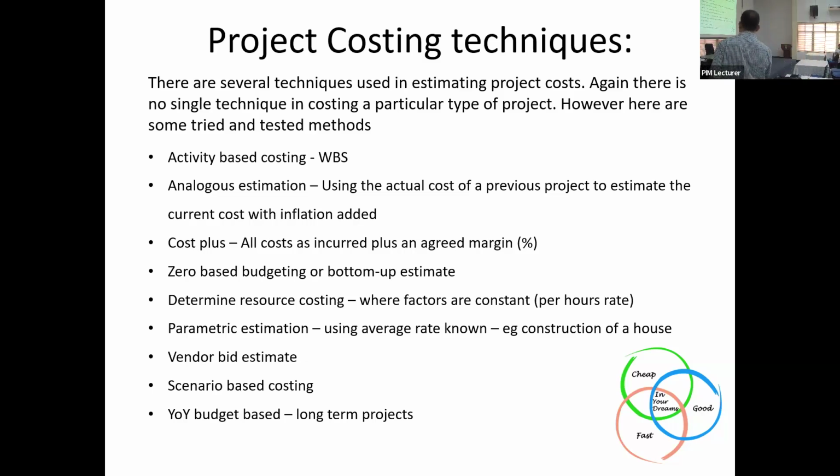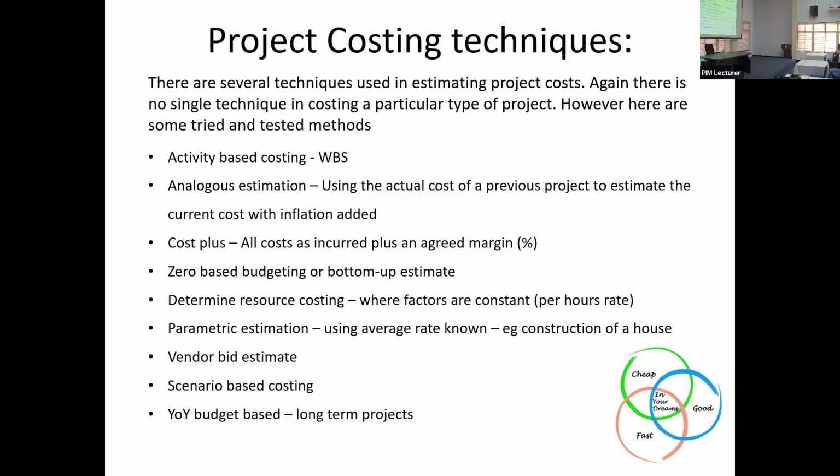Then you get the cost plus estimate, which I will talk about in the pricing method, where for everything you buy, you get a percentage on top of it. So that's the cost plus pricing. I will discuss that under pricing. Zero-based budgeting is very similar to WBS. If you're doing a budget, you will do it similar to the WBS activity. Then determine resource costs.